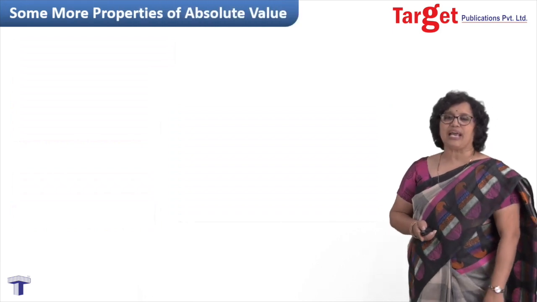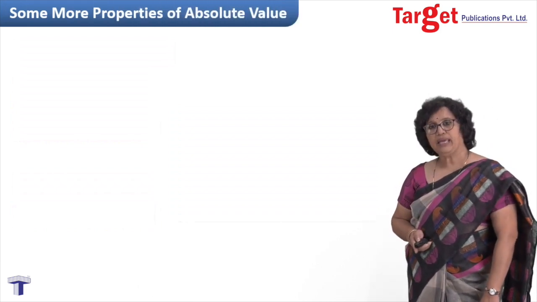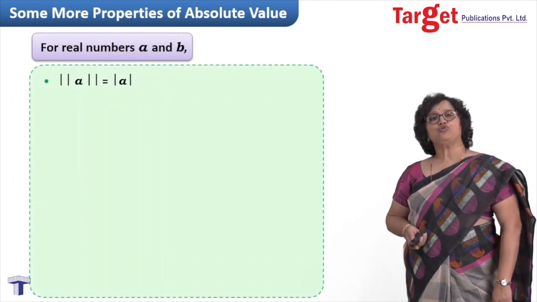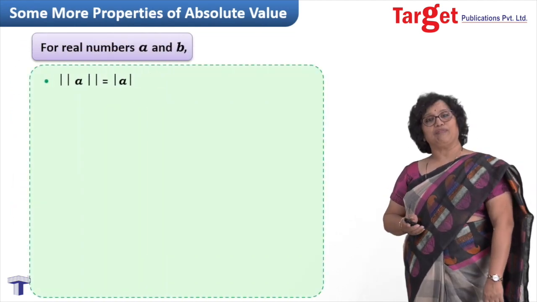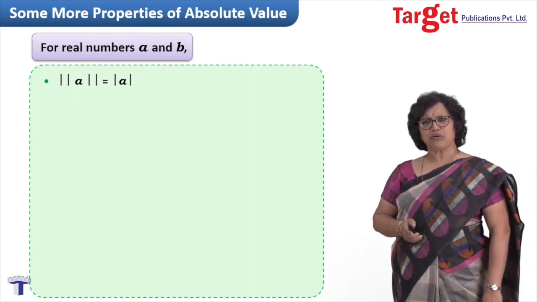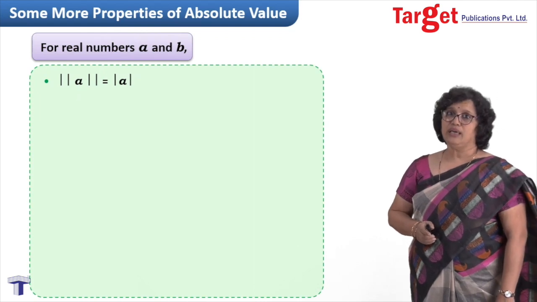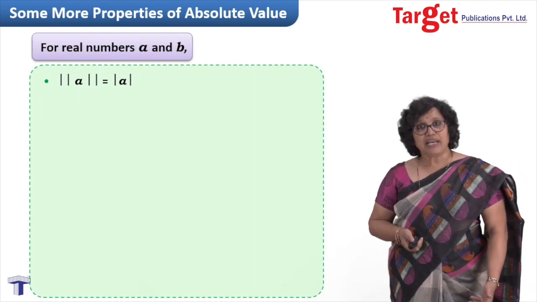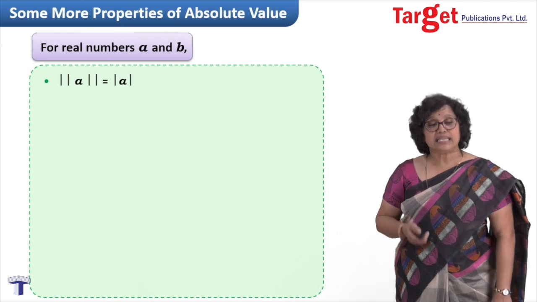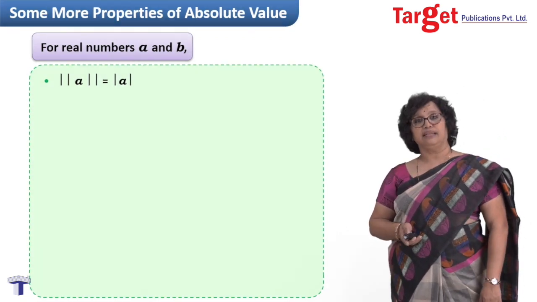Now let us extend these properties and take a few more. Now what happens to absolute value of absolute value of a? Obviously it would be absolute value of a. Why do I say that it is obvious? Because the outside absolute value notation needs to be eliminated or rejected because the inside quantity is non-negative, and whenever it is non-negative, we need not write that absolute value notation.